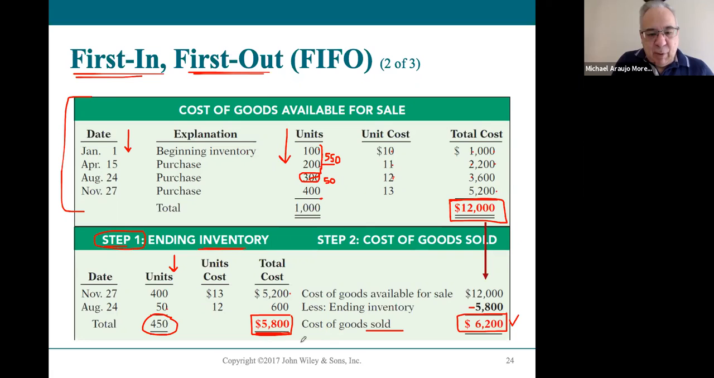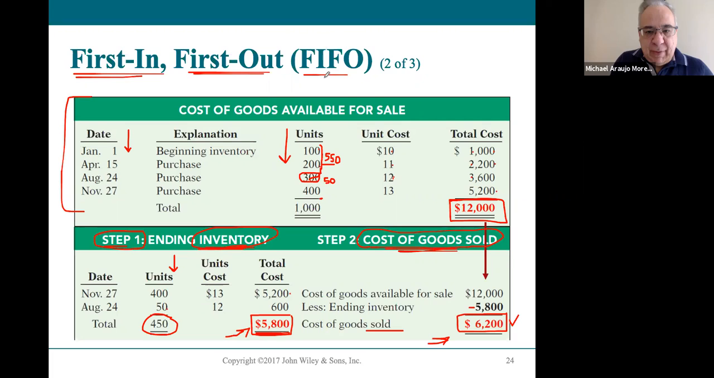And remember, when we're looking at inventory, you're only going to be asked to calculate two things, because there's only two things to calculate, right? You're either going to be asked, what is the ending inventory worth, which is this amount, or you're going to be asked, what's the cost of goods sold, which is this amount. Using the FIFO method, that's how these are calculated.